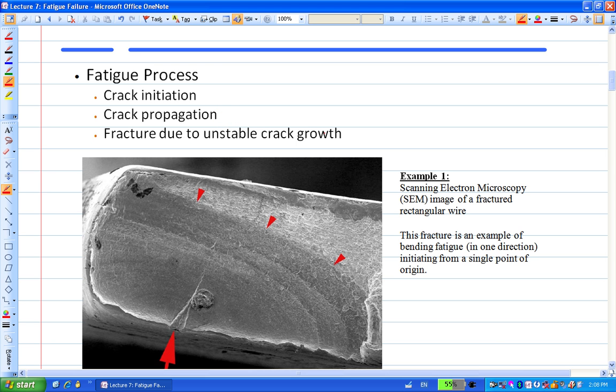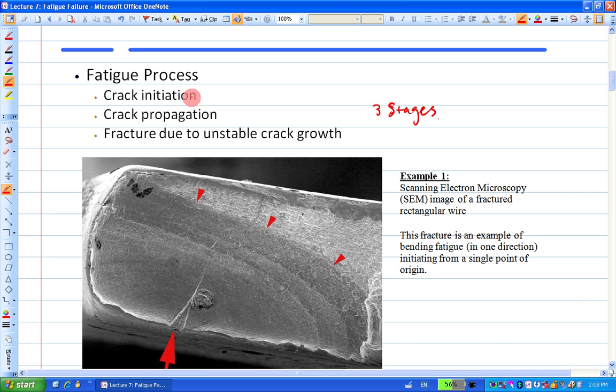So what does that mean? I'll use this one here to illustrate what I mean. There are three stages regarding the fatigue process. First, crack initiation. Fatigue failure always starts with a crack.